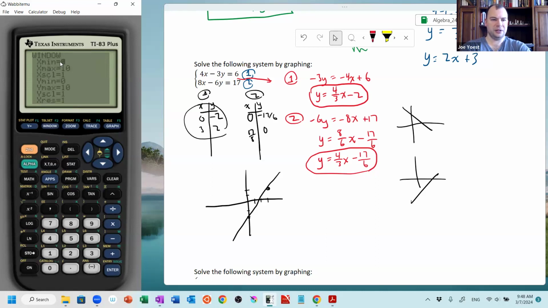I'll go back to my window and change my axes to be -10 to 10 again for both of them. Again, that's just usually a pretty good starting point. Usually that's a big enough window that you'll see most of the interesting stuff going on, and then you can narrow your search if you want to. So x min to x max, -10 to 10, and same for y min to y max. And I'll go over to graph.